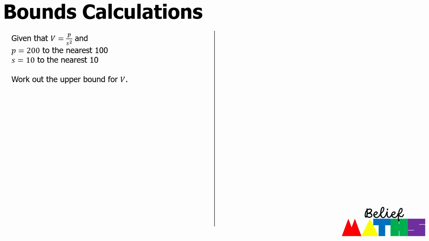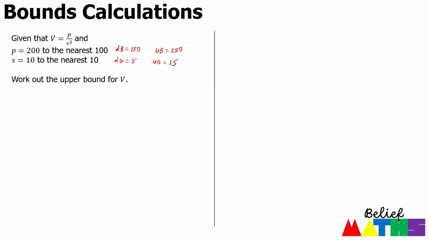Taking this one step further, you can do bounds calculations. Now what causes people issues here is they choose the wrong values. Now in this case I'm going to just find my upper and lower bounds for these. So for P, the lower bound is going to be 150. Again, I could have just used my diagram, and then my upper bound is going to be 250. For S, my lower bound is going to be 5, and my upper bound is going to be 15.